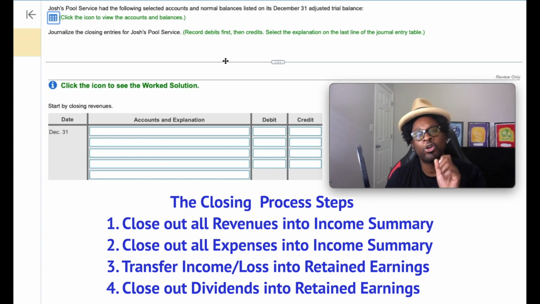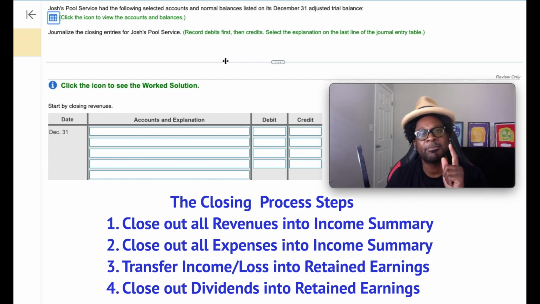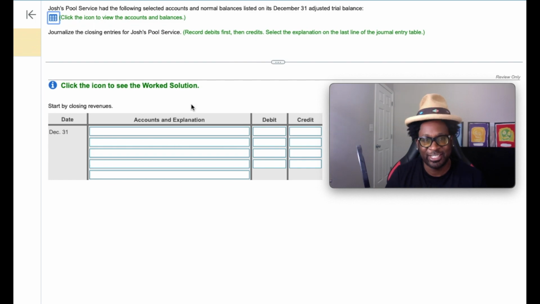Remember, gang, on the reporting side, we transfer our effects to retained earnings from the income statement to the statement of retained earnings. But we haven't touched the books yet. So we have to manually adjust those accounts through step three. And last but not least, step four, we're going to close out our dividends account into retained earnings. So let's rock and roll.